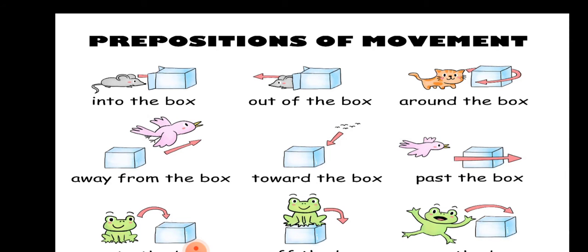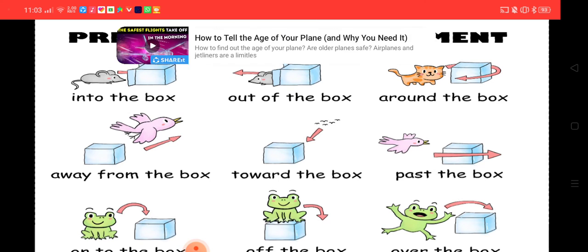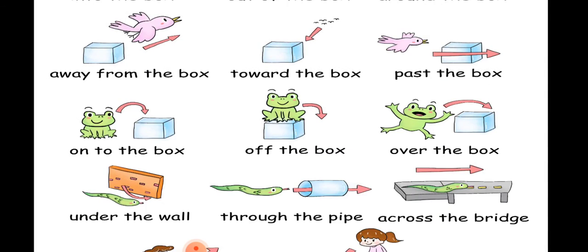Prepositions of movement: into the box. So it's going into the box. You can see the arrow that is inside the box. So that means the mouse is going to go inside the box.